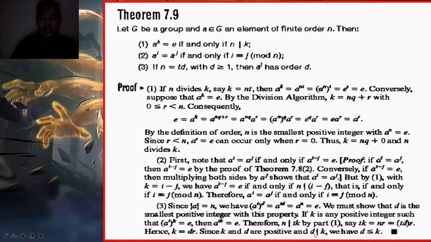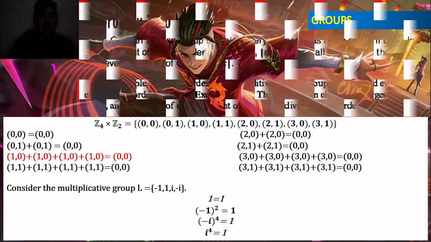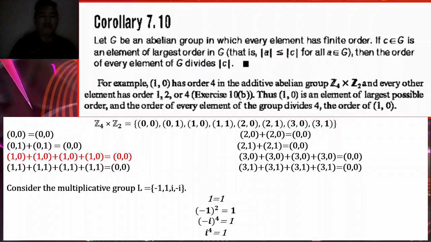Since K and D are positive, D divides K. So D is the smallest positive integer, and we have D is less than or equal to K. Therefore, by the definition of order, the smallest such that A to the power of N is equal to E, since D is the smallest, the order of A to the T is D. Okay, done. Next, Corollary 7.10. Let G be an abelian group in which every element has finite order.